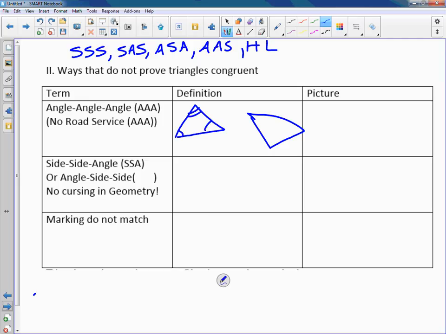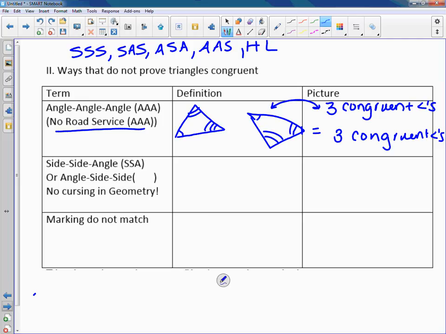So if you have something like this, all right? Whoops, I put the picture in the wrong spot, so we're just going to move this. All right? If you have 3 congruent angles of one triangle equal to 3 congruent angles of another triangle, that does not prove that they are congruent. I call this no roadside assistant, no AAA, okay?